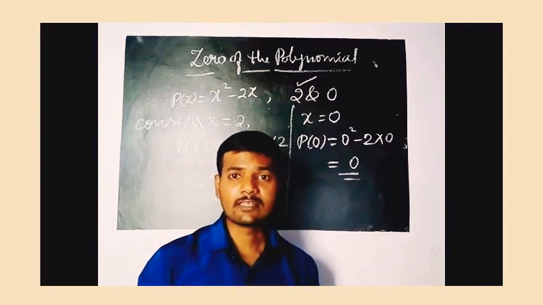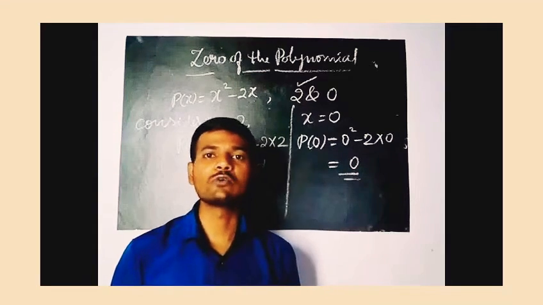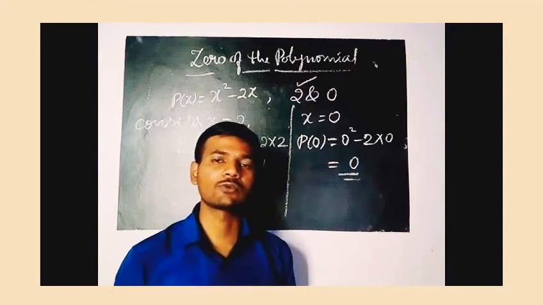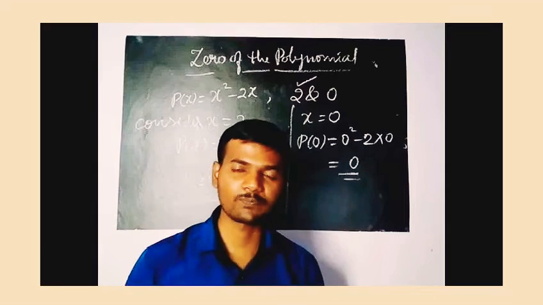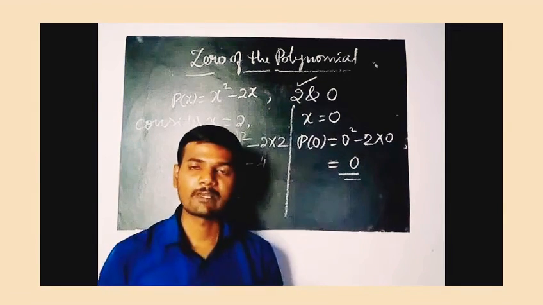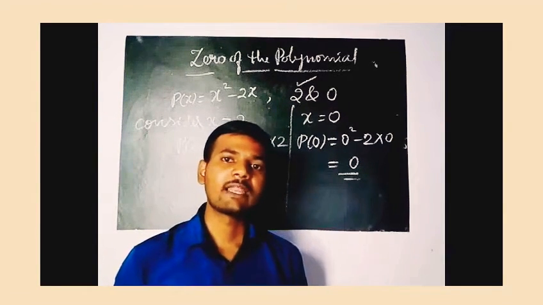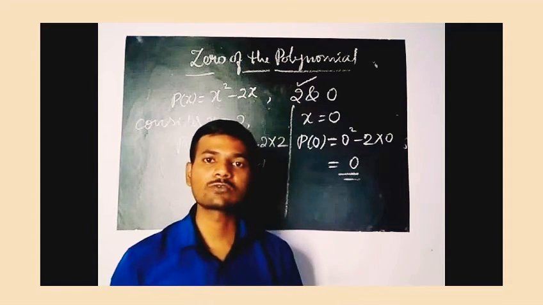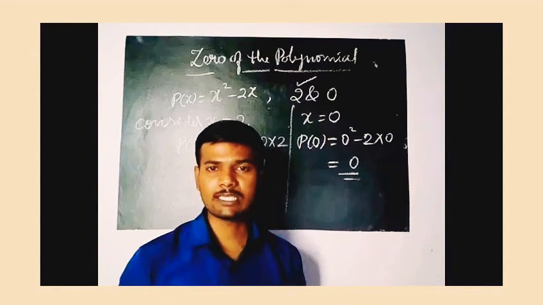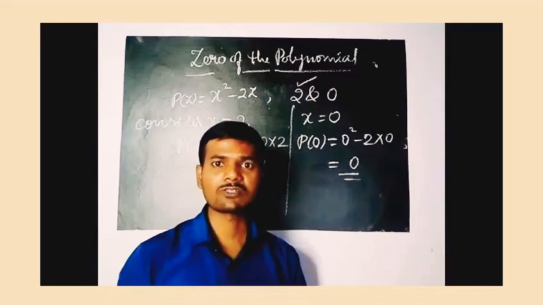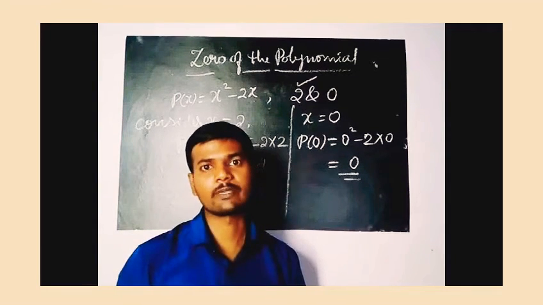The zeros are also known as roots of the polynomial. Have you got it? Remember the points: a linear polynomial has only one zero, a quadratic polynomial has 2 zeros, and a cubic polynomial has 3 zeros. Zeros are nothing but the roots of the polynomial.